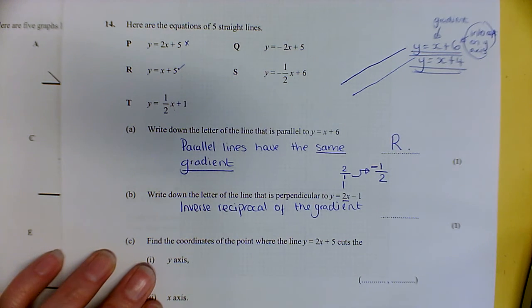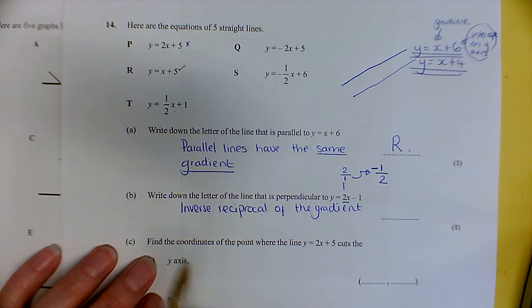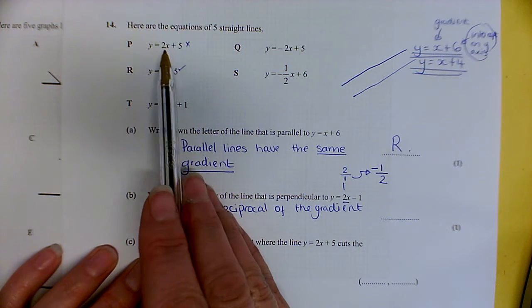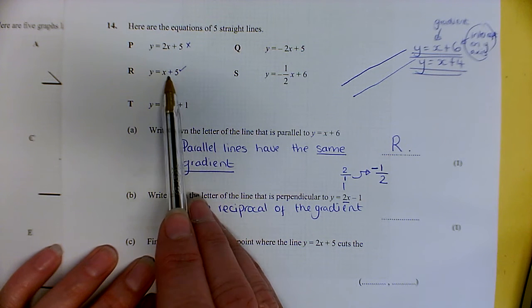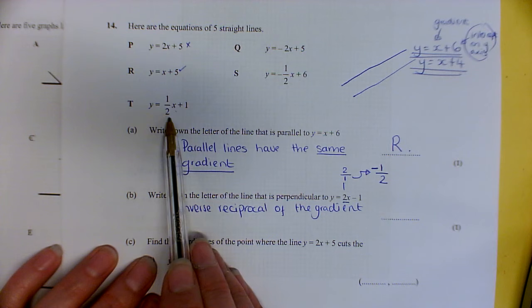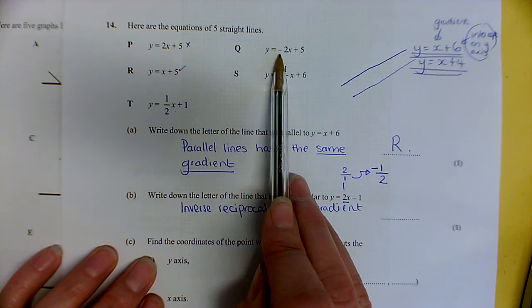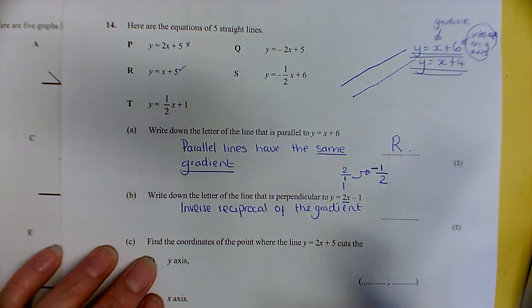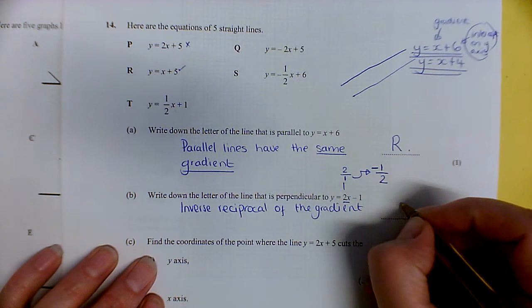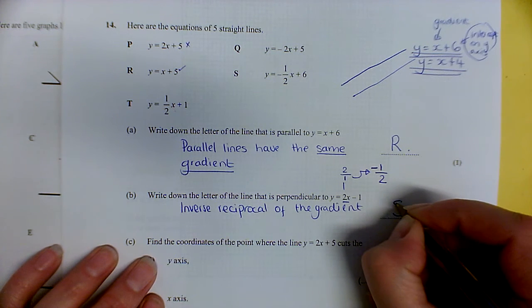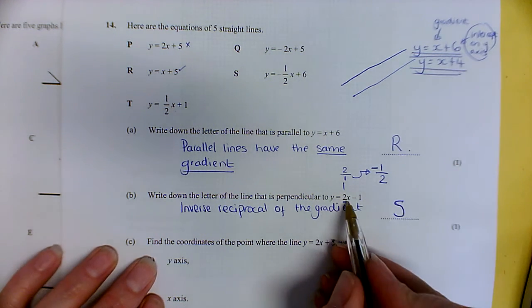So again, same process, let's just have a look through. 2x, no. x we've already used, no. Half an x, it's half, but it's not negative. Minus 2x, minus half x plus 6. So it's this one here that we're looking for, a perpendicular line to y equals 2x minus 1.